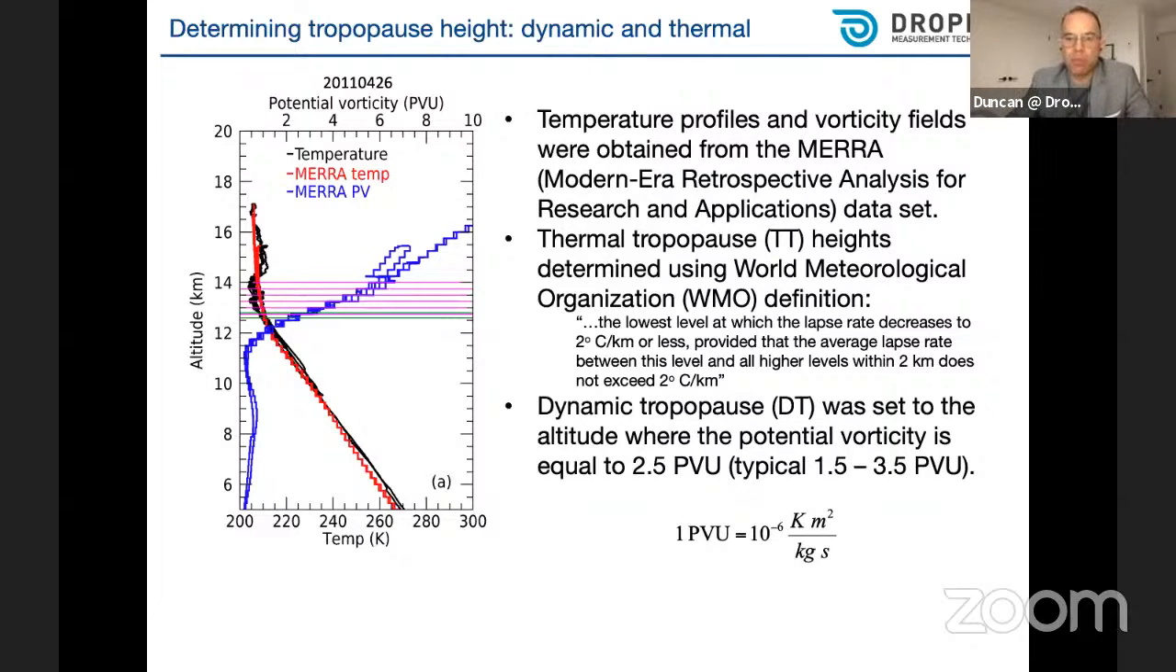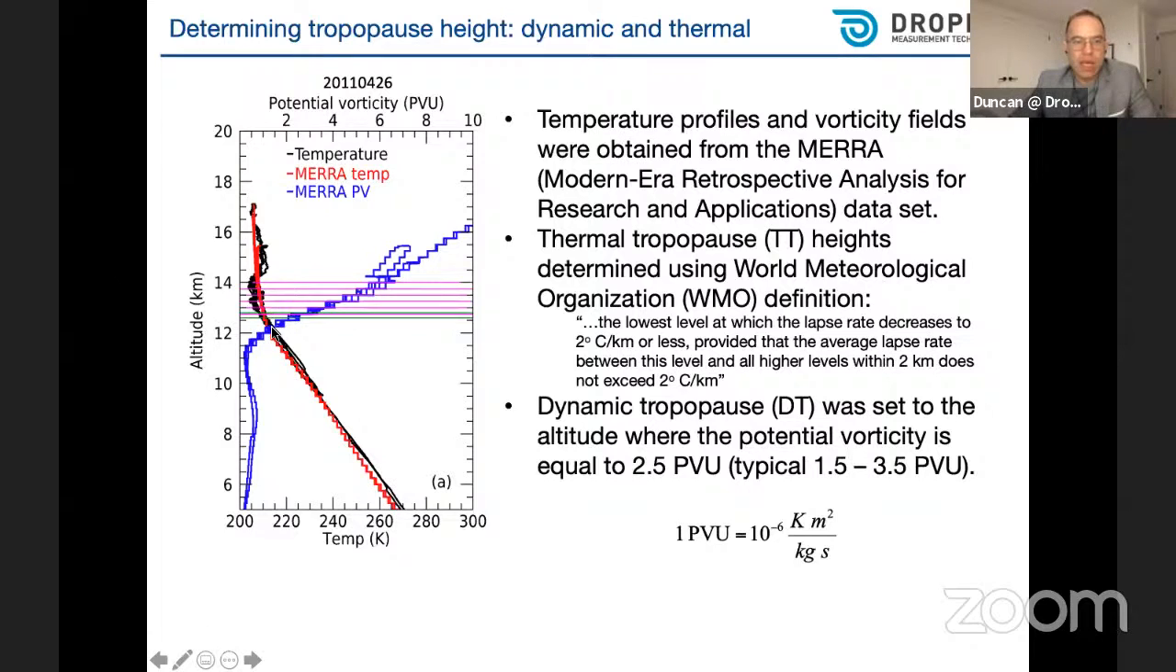So when the PVU is 2.5, and this was calculated using MERRA reanalysis data, the 2.5 PVU value was an indicator of the occurrence of the dynamic tropopause. Then there was the thermal tropopause, and the thermal tropopause was identified using the WMO definition, which is essentially the temperature inversion that occurs at the tropopause. And these two definitions do not coincide, and the difference has to be explained using other methods.